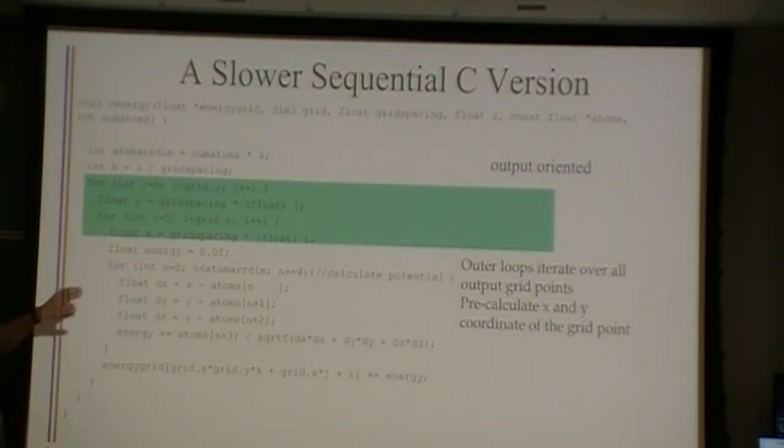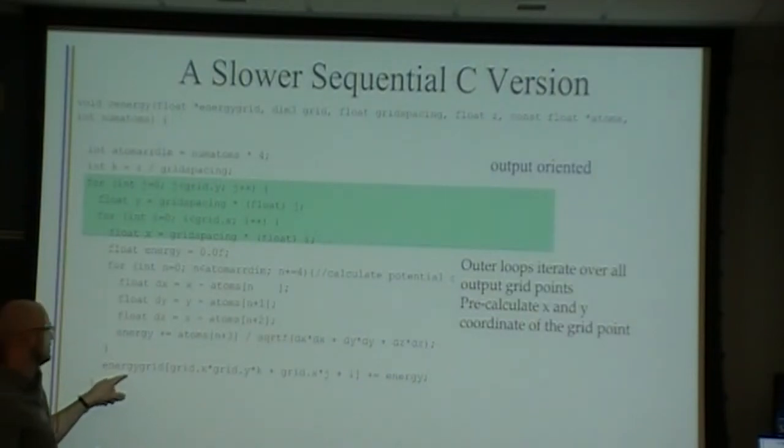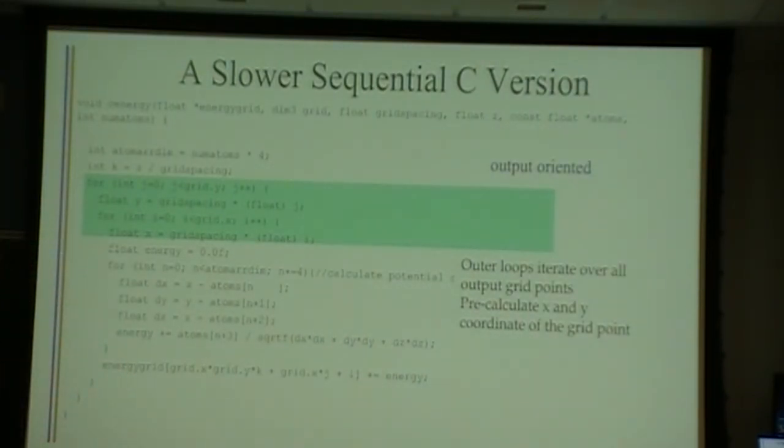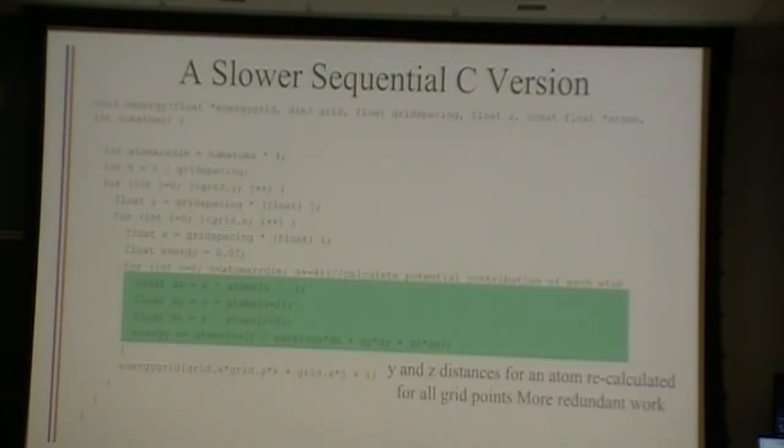But first, let's notice that this is output oriented. So we're looping over y, and then x, and then the number of atoms. Right? So instead of looping over the number of atoms and then all of our outputs, every iteration writes to a single output, but it accumulates the effect of all of the atoms before it writes to it.